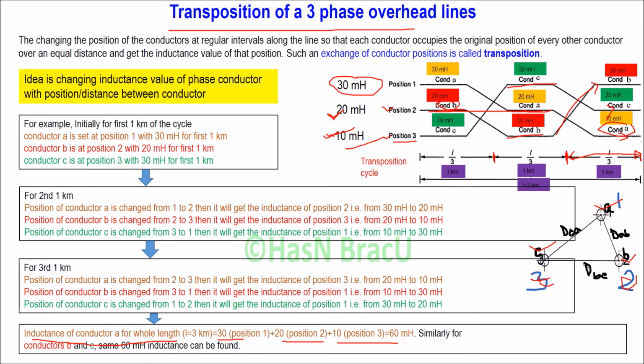Let's say for conductor A, we are getting a total of 60 millihenry. Similarly, for conductor B and conductor C, we will also get 60 millihenry inductance, since conductor B is also occupying all the positions, and conductor C is also occupying all the positions. Occupying all the positions means it will get the inductance of that position. So at the end, the sum of the inductance from all the positions will be the same for each of the conductors, right? So we are getting equal value inductance for each of the conductors. So the inductance value is being balanced through the transposition, right?